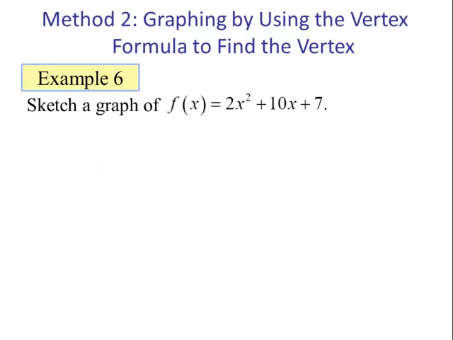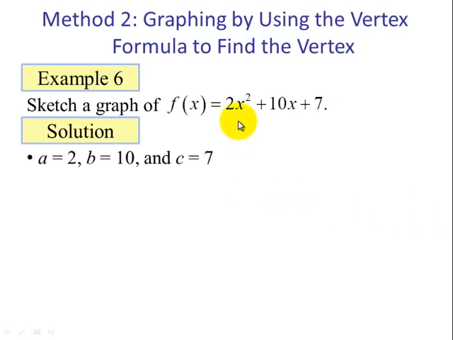Example 6. Sketch the graph of f of x equals 2x squared plus 10x plus 7. We could graph this using a graphing calculator, but we're going to sketch it by hand. So our first step is identify a, b, and c. A is 2, b is 10, and c is 7.